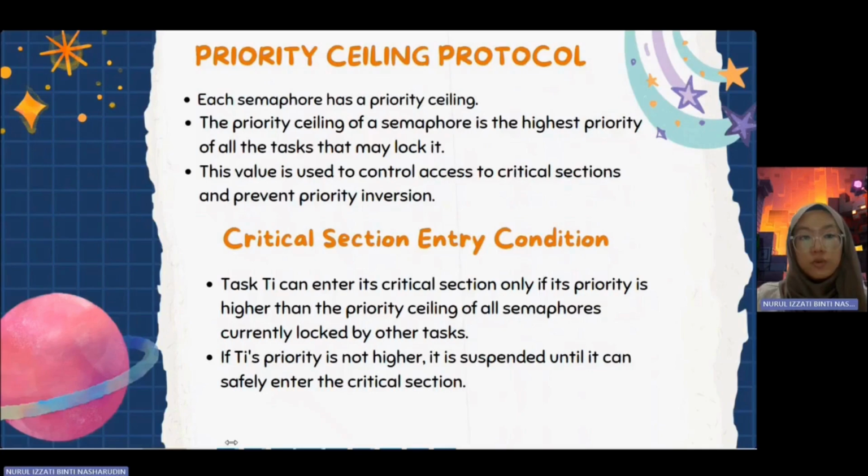not prevent that lock. So for the priority ceiling protocol, each semaphore has a priority ceiling. The priority ceiling of a semaphore is the highest priority of all tasks that may lock it. The value is used to control access to critical sections and prevent priority inversion.